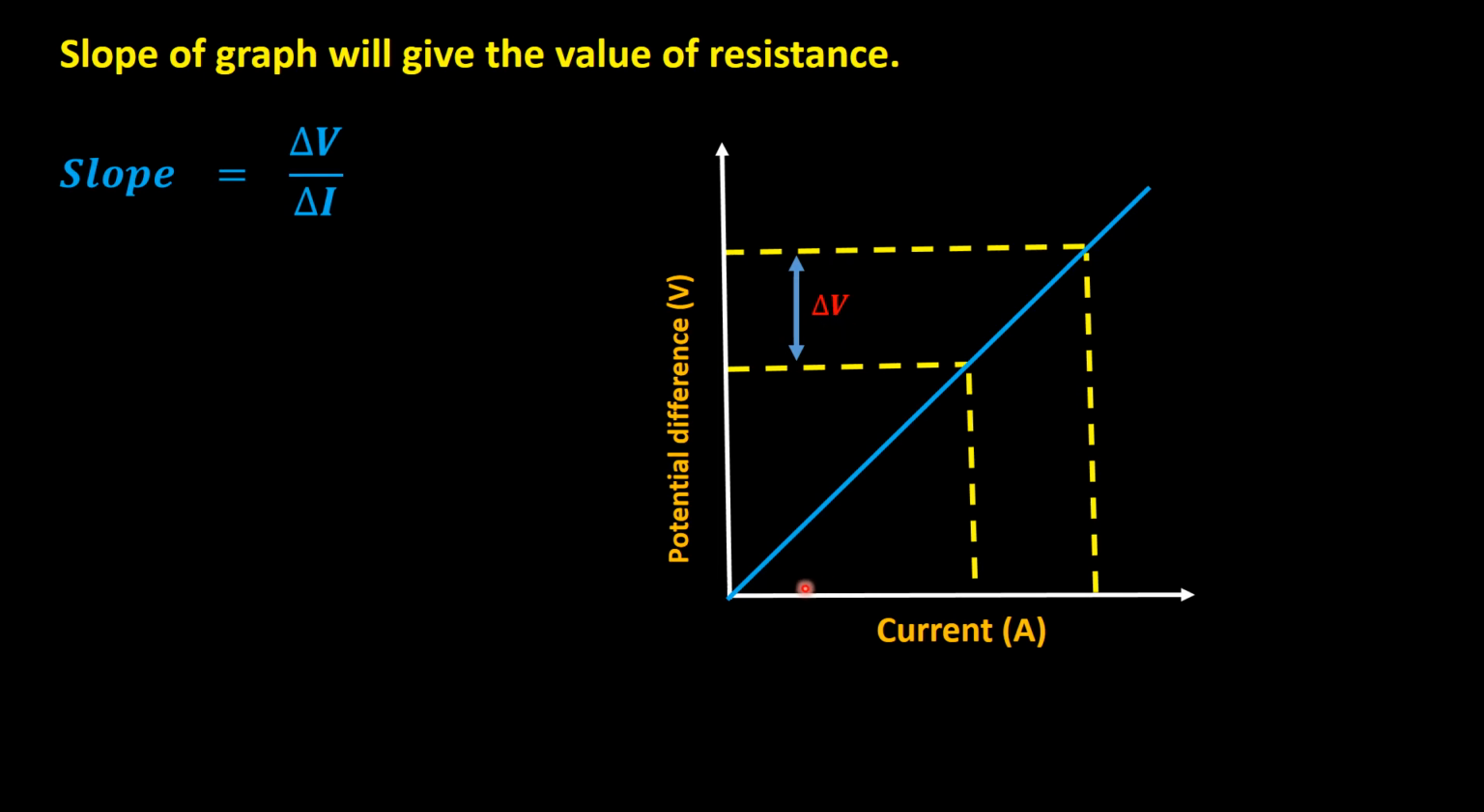Similarly, we plot current along the x-axis. Starting from 0, the value of the current will increase, and the value of the current here will be more than the value of current at this point, and the difference between them is represented by delta I. If we know the value of delta I and delta V, then we can easily find the slope of the graph, and that slope is nothing but the value of resistance. So at last we write resistance equals change in potential difference divided by change in current.